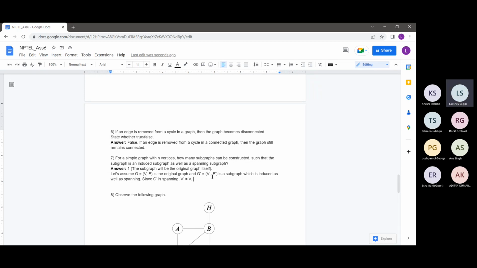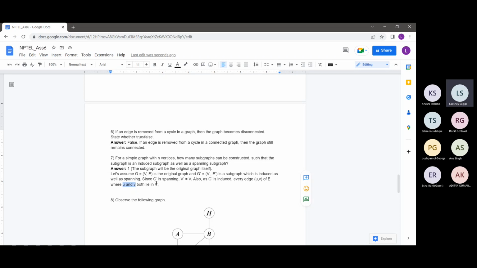And also, we can see that as G prime is induced, every edge (U, V) of E, where U and V both lie in V prime, let's take any edge (U, V) of E such that U and V both lie in V prime.